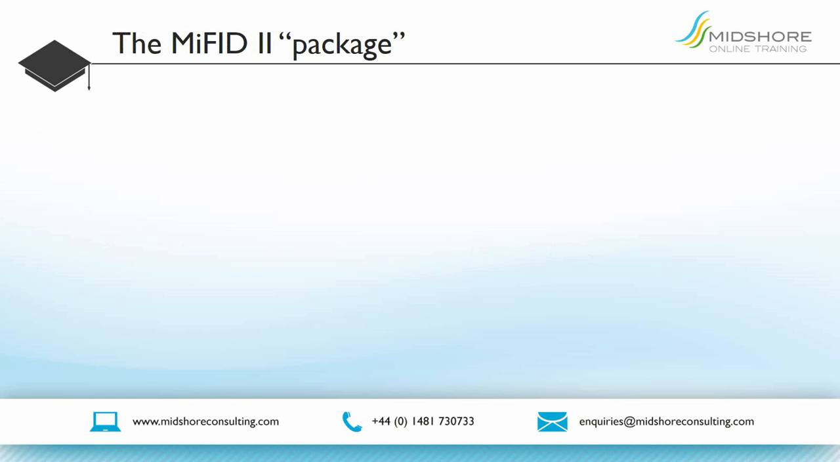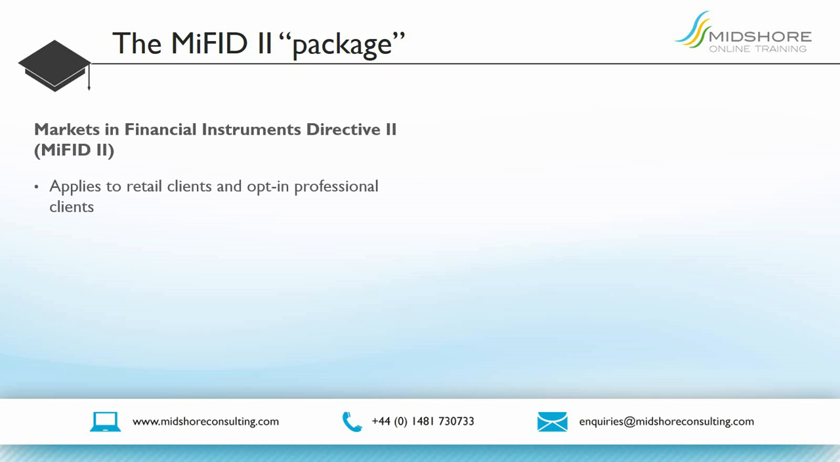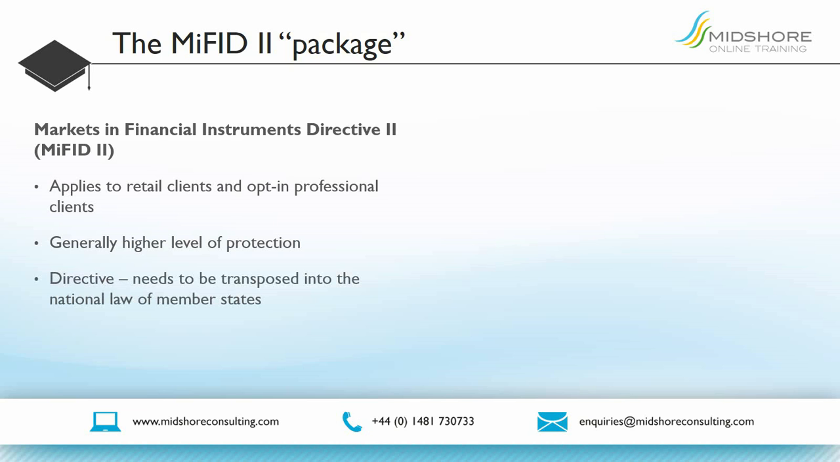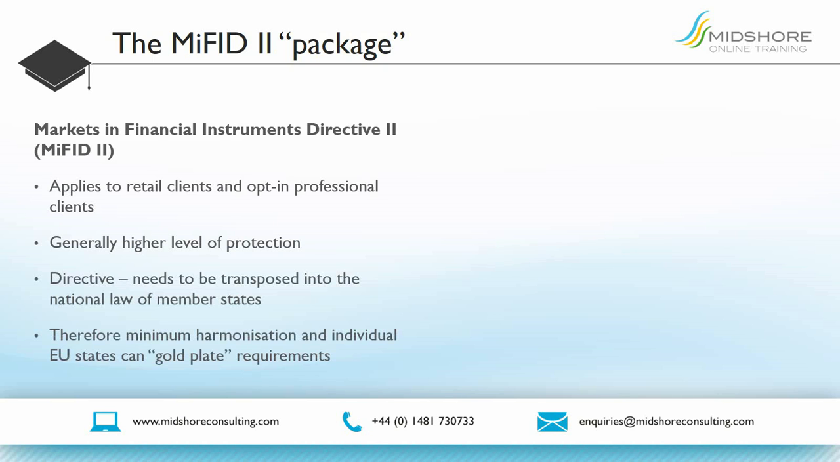The MiFID II package comprises two pieces of primary legislation, the first being MiFID II itself. MiFID II applies to retail clients and opt-in professional clients, and therefore generally a high level of protection is afforded. As a directive, MiFID II needs to be transposed into the national law of member states, which can result in gold plating of certain requirements and therefore minimum harmonisation.